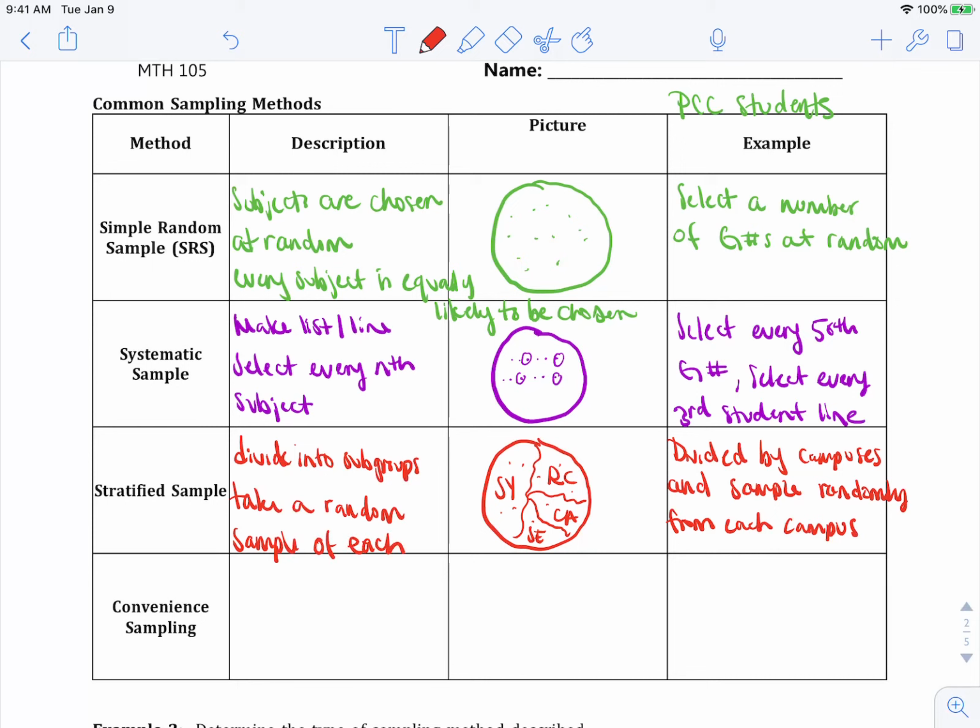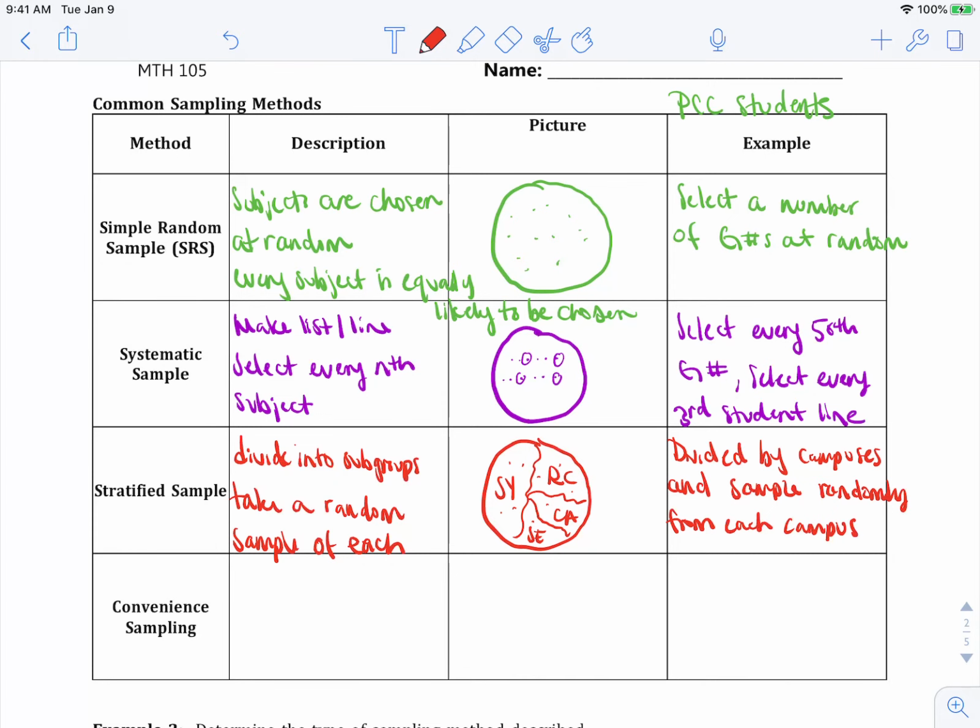This seems more approachable, or what's the word I'm looking for? More accurate, because if Sylvania is larger than Southeast, then we need to choose proportionally compared to the two campuses to get a good representation of our population.